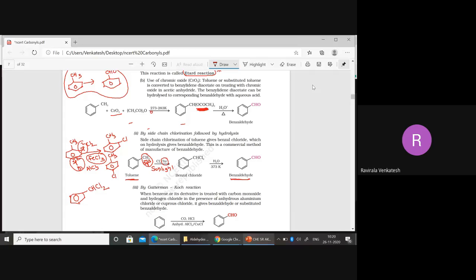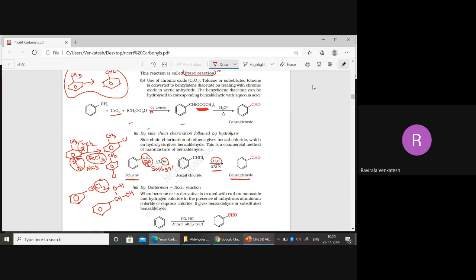Okay. After this, what is happening here? In the hydrolysis reaction, you again replace these chlorines with OH groups. Again 2 OH groups. The 2 chlorines will be replaced with 2 OH groups, because water we are adding.